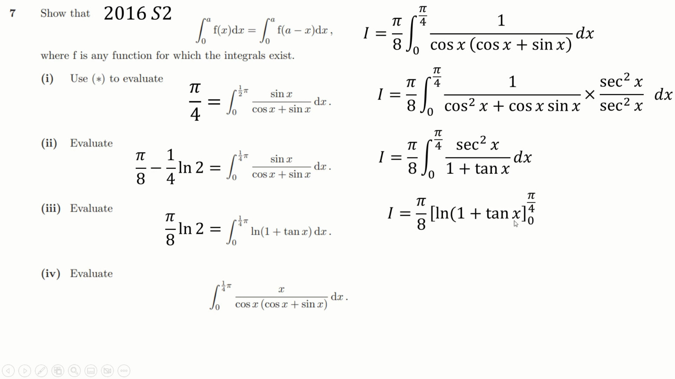And so, of course, now we're pretty much done here, right? We're pretty much done. We're just going to throw in the pi over 4 and the 0. When you put in 0, you're going to get log of 1, which is 0. When you put in pi over 4, tan of pi over 4 is 1. 1 plus 1 is 2. And we end up with this answer here.